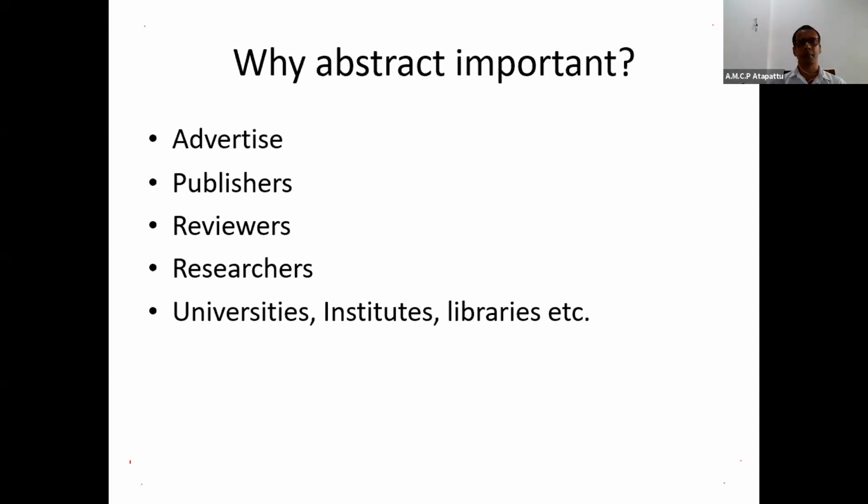It is important. Next one, important for the universities, institutes, libraries, etc. Why? Not all universities, institutes, and libraries have access to get the full paper. The paper should be paid for, but the abstract, it's all right. Therefore, if you have precisely written your research abstract, that is sufficient to cite you.